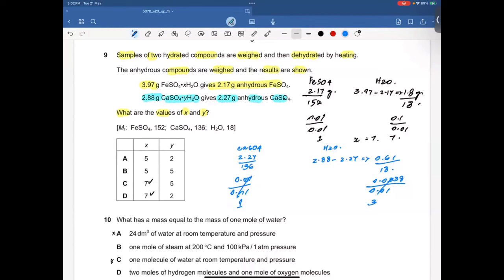Did I miss? Oh my goodness. Let me check my calculation again. 3.3, there is no 3. 2.88 minus 2.27 is going to be 0.61. 0.61 divided by 18 is 0.0338. Okay. 2.27 divided by 136 is 0.01. 0.03. Oh, that's 1.79, guys. So technically it is 2. So the right answer is going to be D. Okay.